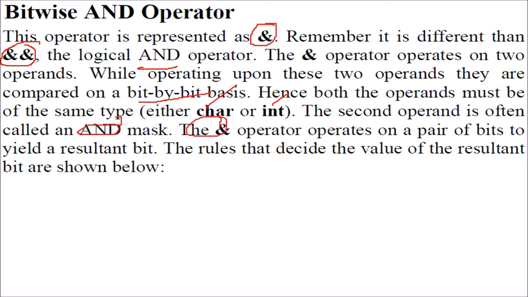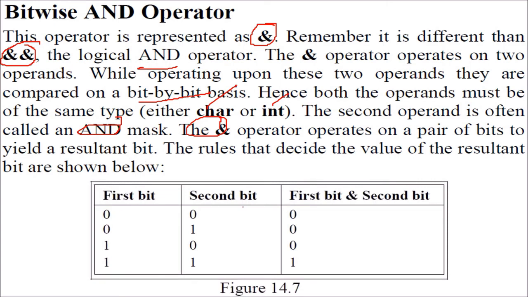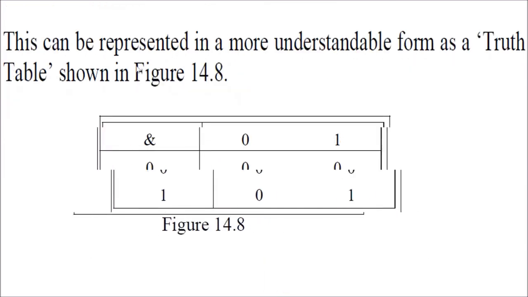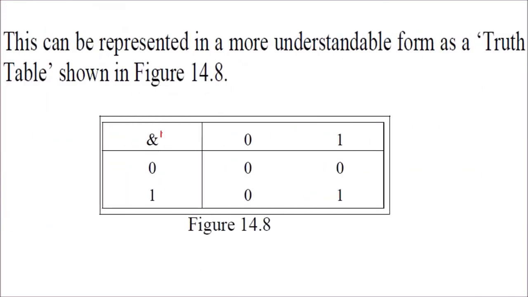This AND operator operates on a pair of bits, and it results in only bits. So the rules that decide the value of the result are like this. If we have 0 and 0, you get 0. Anywhere you find 0, you'll get 0. Here you have 0, 0, 0, you get 0. Otherwise, only when 1 is on both sides, you get 1. This can be easily represented here also. This is the logic: 0, 0, 0, 0, 1, 0, 1, 0, 0. Only 1, 1 will give you 1.